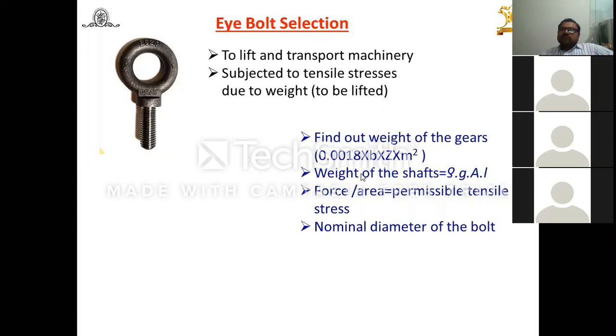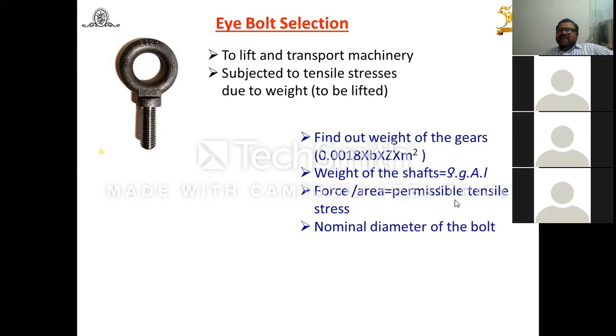And then once you get the total weight, what is the stress? Permissible tensile stress is equal to force upon area. Force means weight, so weight upon area. So what you have to do is find out the stress induced in it because of this weight. You know the weight, and you know the permissible tensile stress, which you will get from the material of the eye bolt. Try to understand. Area means pi by 4 into dc square, where dc means core diameter of the bolt. That means force, which is weight, upon pi by 4 into dc square is equal to permissible stress.